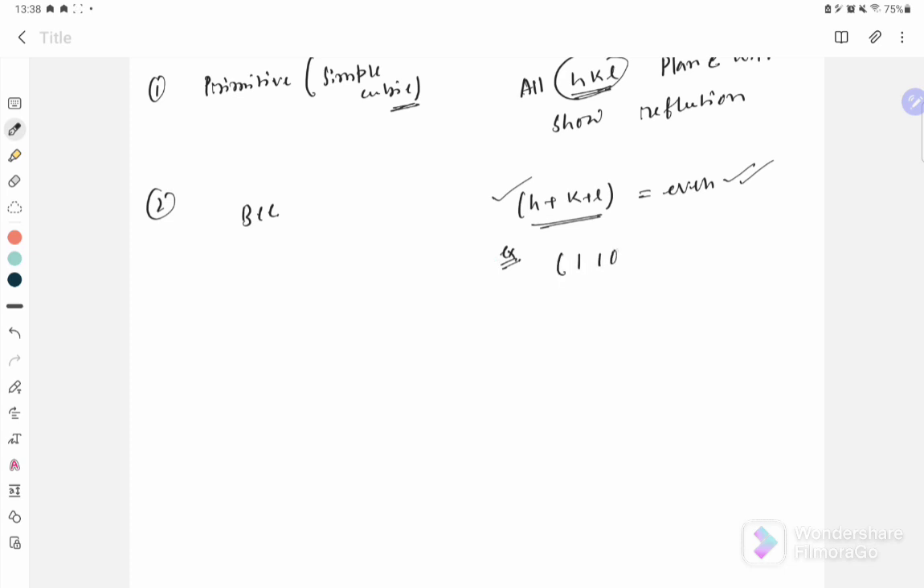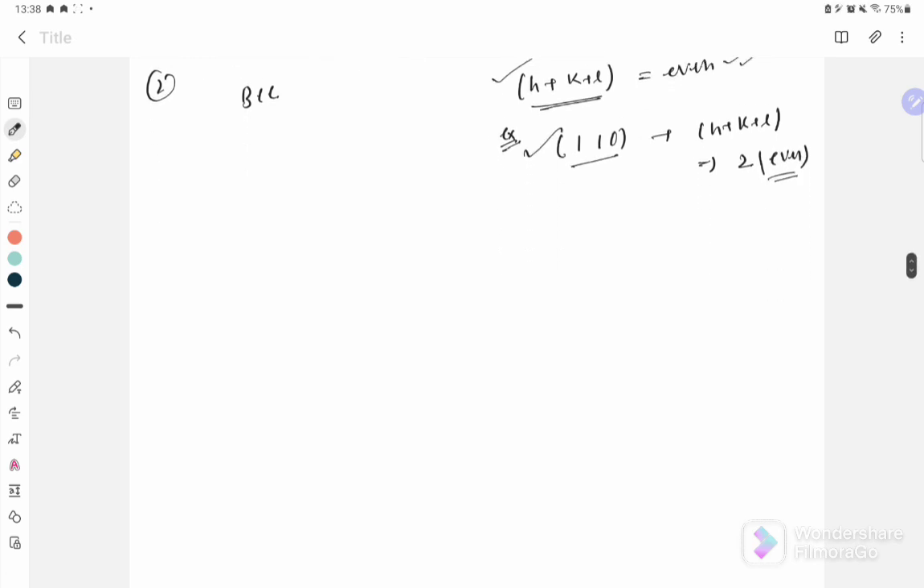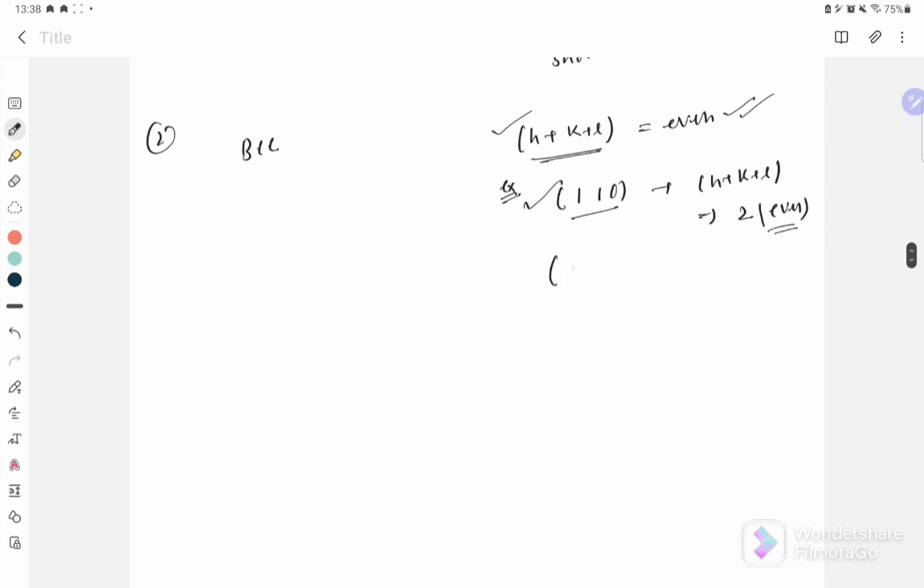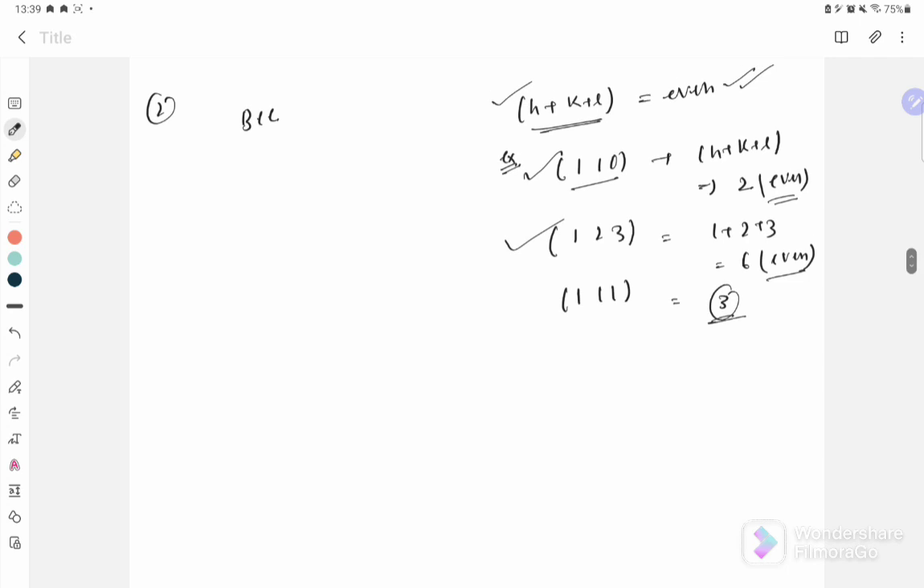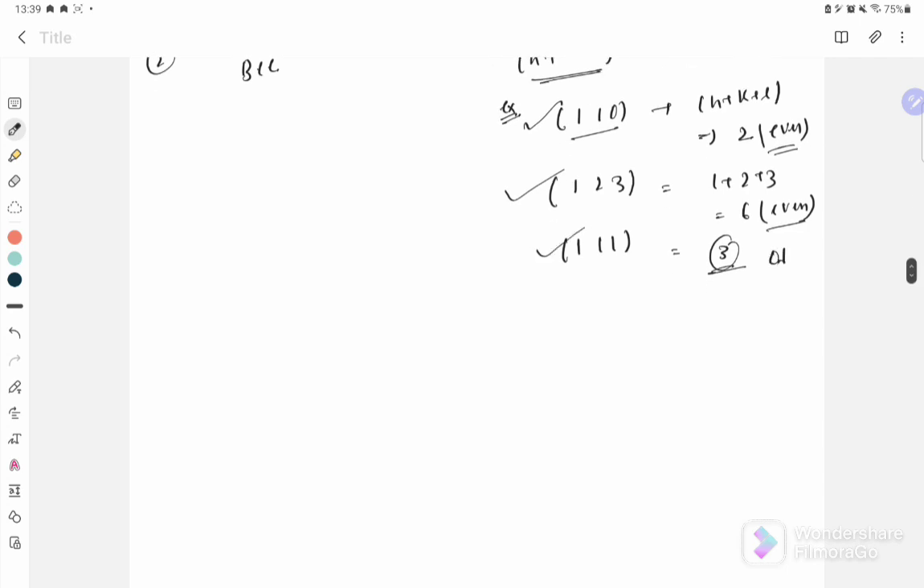For example, 1 1 0: H plus K plus L will be 2, that is even, so this plane will show reflection. Or we can say 1 2 3: that is 1 plus 2 plus 3, which is 6, that is also even, so this plane also shows the reflection. But 1 1 1, that is 3, means H plus K plus L is odd, so this plane will not show the reflection.